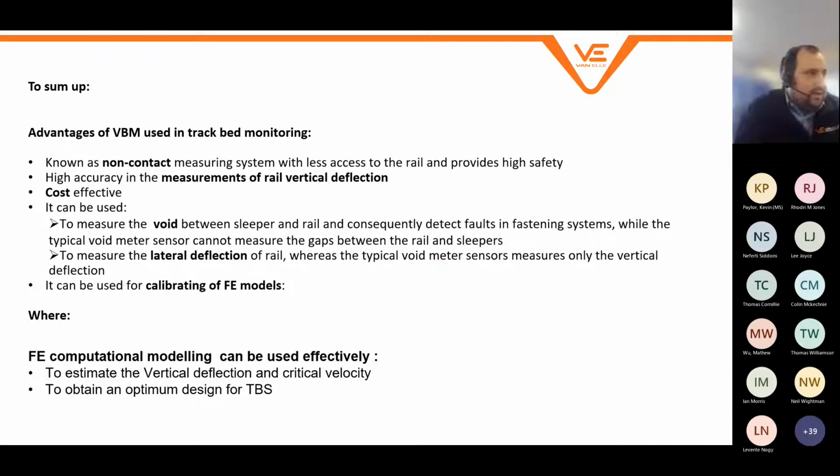So to sum up, the advantages of VBM used in trackbed monitoring are, it's a non-contact measurement system, so you need less access to the rail, so it's higher from a safety perspective. It's high accuracy in measurement, so it's sub-millimeter, it's cost effective, can be used to measure void. It can also be used to measure lateral deflection, and it can be used to calibrate our finite element models. And obviously on the back of that, the finite element approach can also be used to establish vertical deflections and obtain an optimum design for trackbed stabilisation.